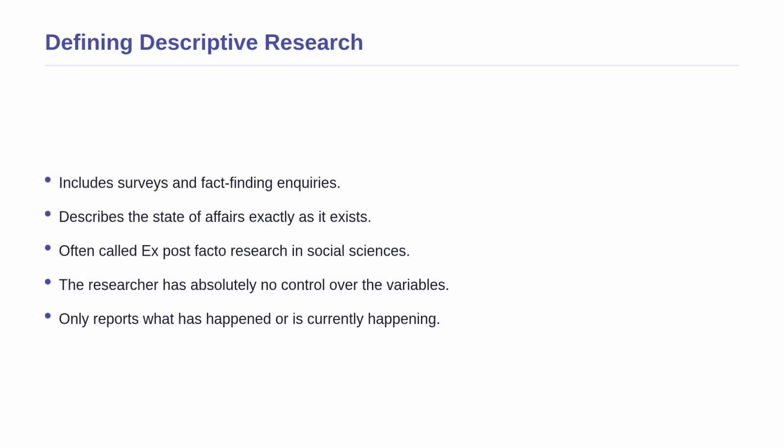Now that we have a basic intuition, let us look at the formal academic definition of descriptive research. This type of research includes surveys and fact-finding inquiries of different kinds. Its main purpose is describing the state of affairs exactly as it exists at present. In many fields, we quite often use the term ex post facto research for these studies. The defining characteristic of this method is that the researcher has absolutely no control over the variables. You cannot manipulate anything. You can only report what has happened or what is currently happening in your study population.